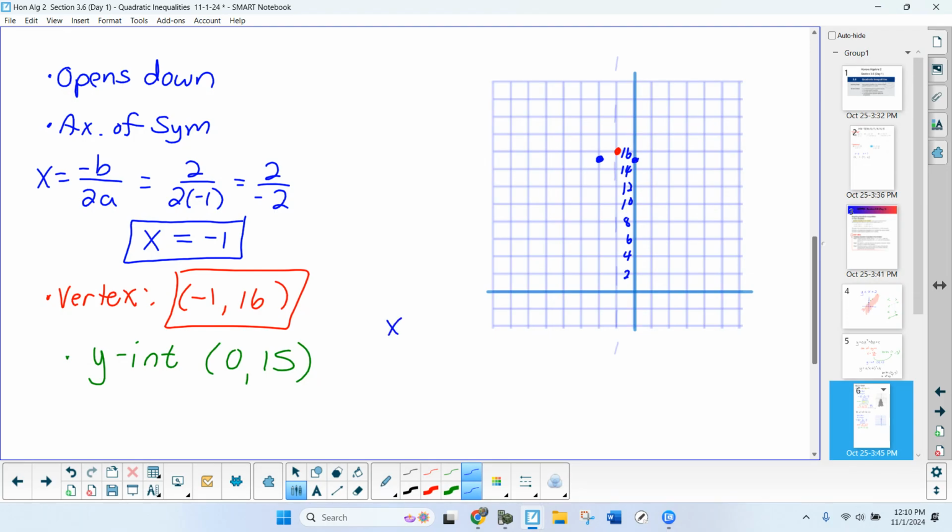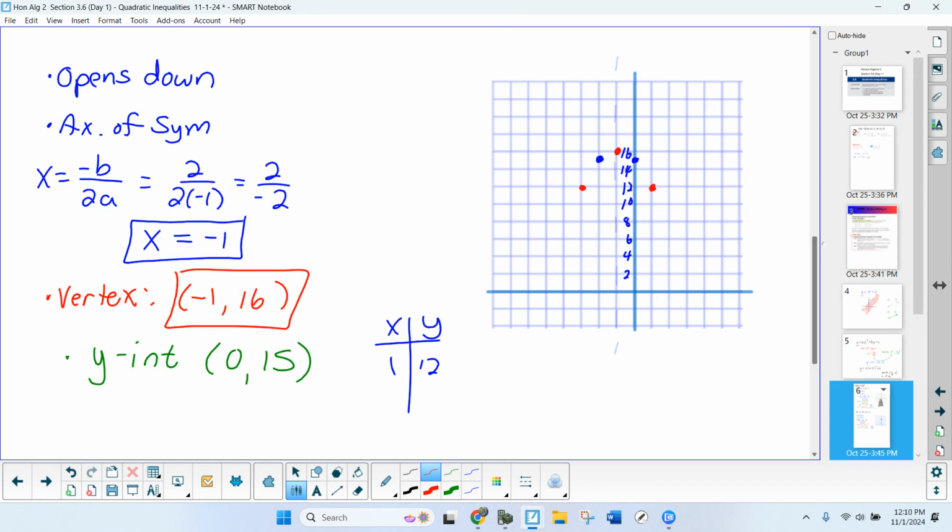What other point do you guys want to find? 1. I would do 1 or negative 2, either way. When you guys plug in 1, what do you get? Everybody? You get 12? So that means that point is here. So I'm going to come over here. So yeah, that makes sense.